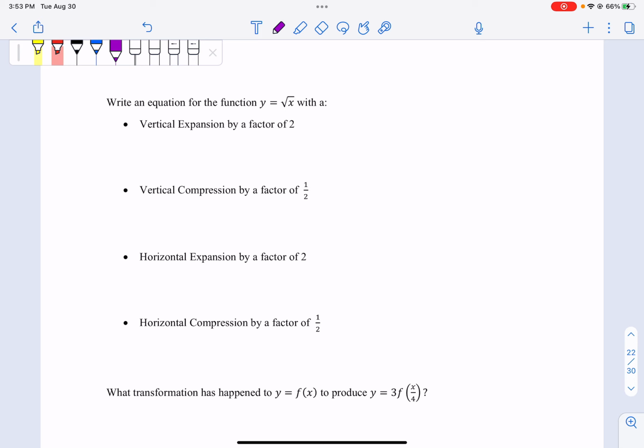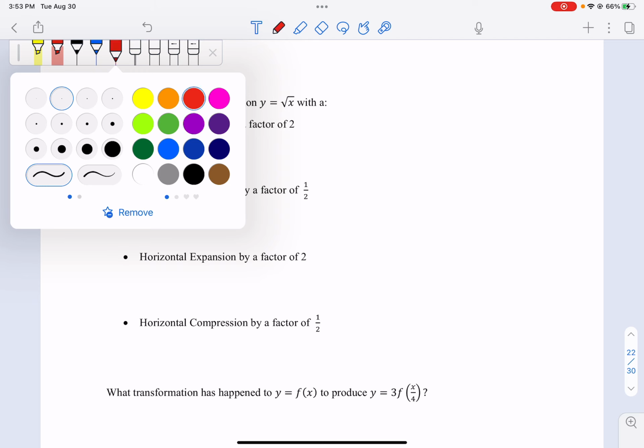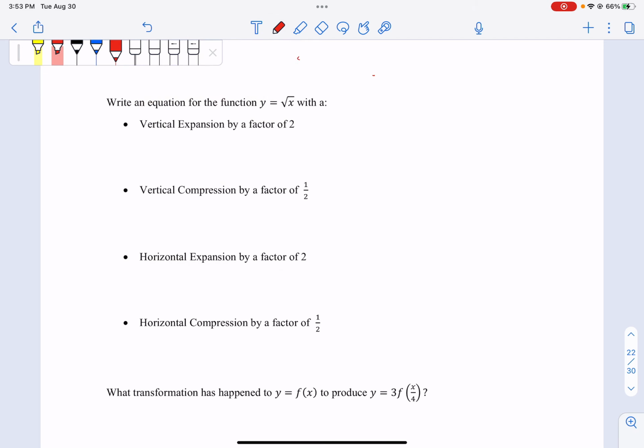So now let's write an equation for the function y equals root x with a vertical expansion by a factor of 2, which means, remember, y is equal to f of x. Anything that has to do with vertically, you put it on the outside. So we're expanding by 2. That means y is equal to 2 times root x. We're compressing by a factor of half. y is equal to half times root x.